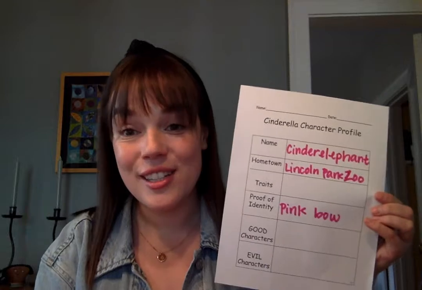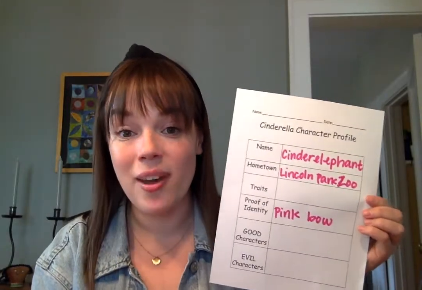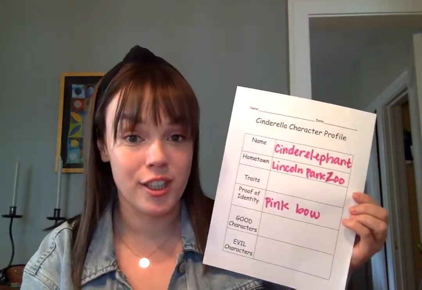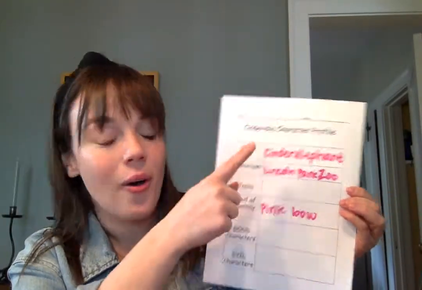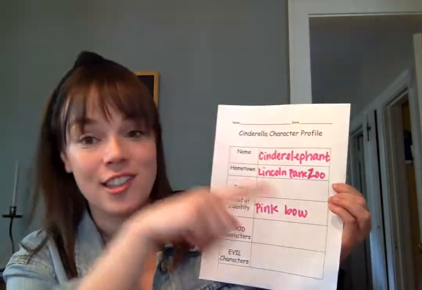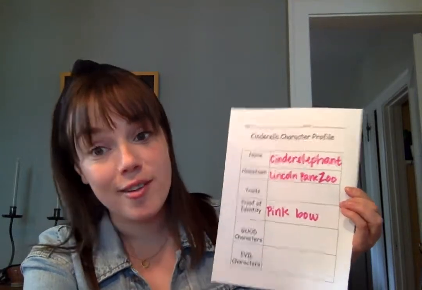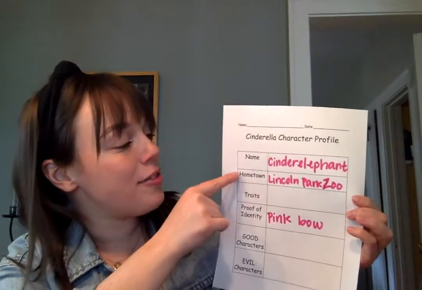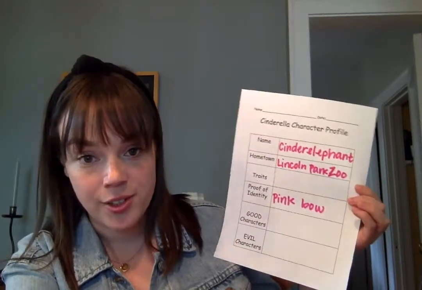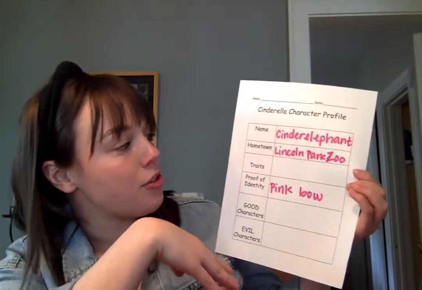So, to plan our Cinderella story, there are a few sheets that you're going to use. The first is this Cinderella character profile. So this is a chance for you to come up with some information about your Cinderella character. The first thing you need to come up with is the name. So I came up with my Cinderella character's name. Her name is Cinderelephant. So I thought that was kind of fun, Cinderelephant. Cinderelephant's hometown is the Lincoln Park Zoo. And then I would go on to fill out the whole sheet.